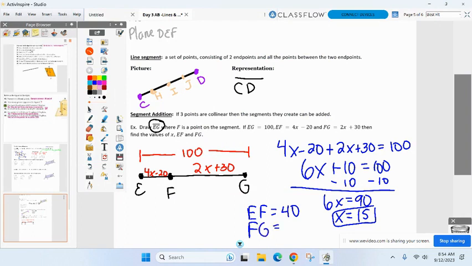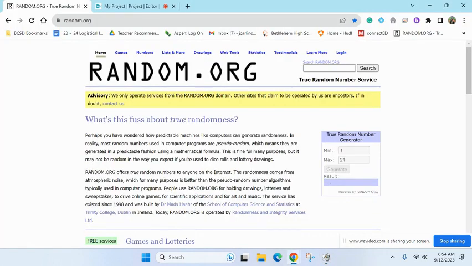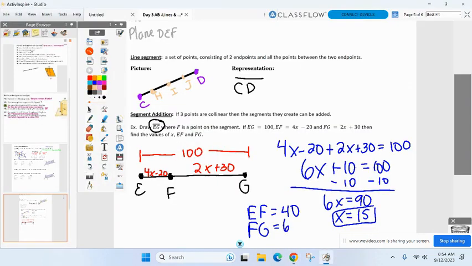You don't have to plug in x. If you know the whole thing's 100, right? We just found 40. When you're ready there, 5. 60, good work.